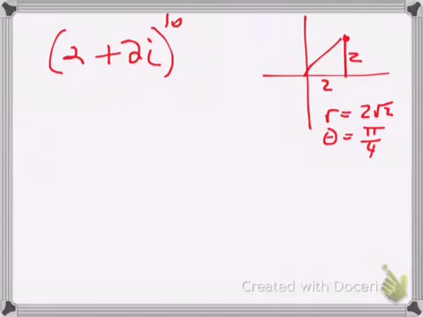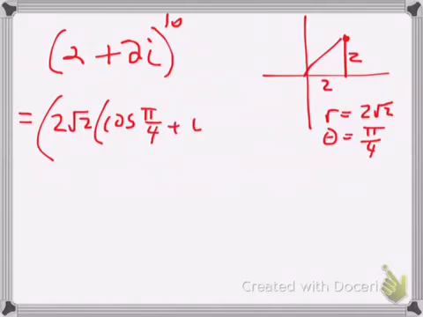All right? So in polar form, this would be 2 square roots of 2 times cosine of pi over 4 plus I times the sine of pi over 4. And we're raising all of that to the 10th power.